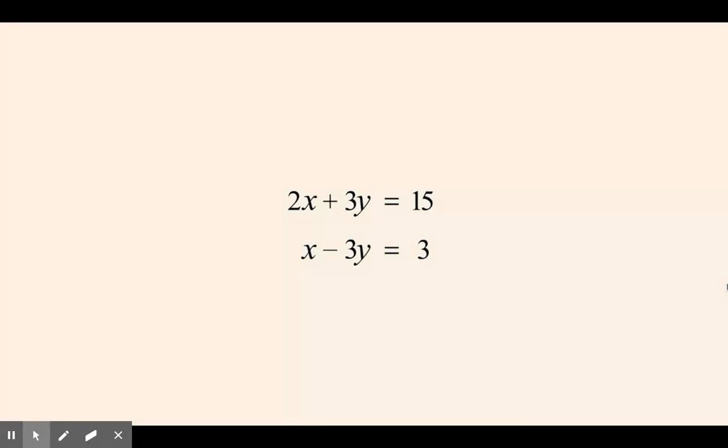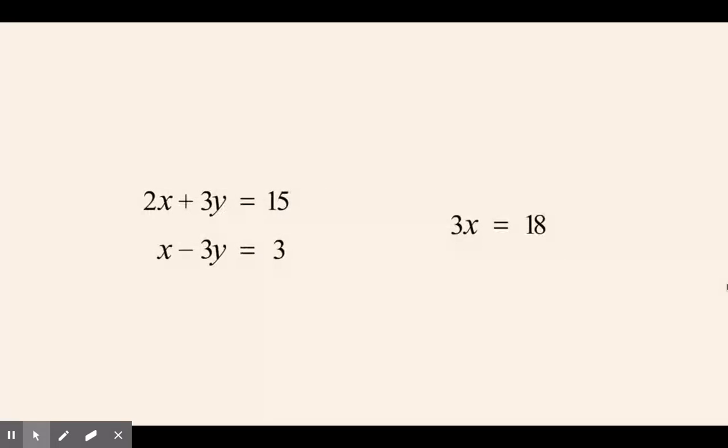For example, to add these equations, we add the x terms, the y terms, and the constant terms to create a new equation. Since the y term in the first equation is 3y, and the y term in the second equation is negative 3y, the sum of these terms is 0, and the y term is eliminated from the resulting equation. This equation can now be solved for the remaining variable x.